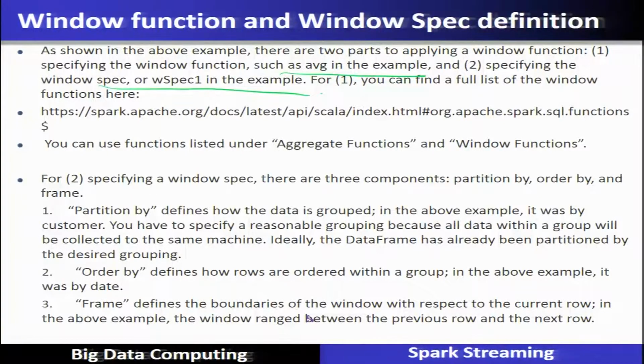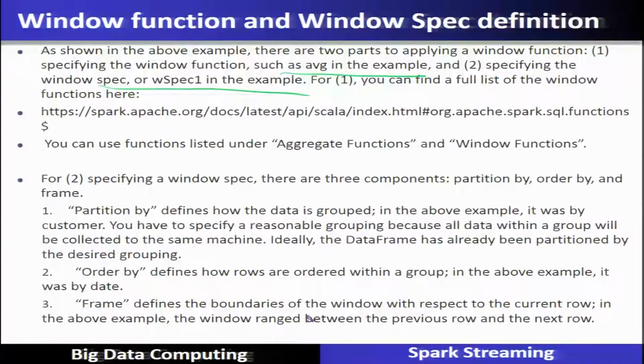So for the average, you can find the full list of window functions available on this Spark streaming functions page, which you can apply. You can also apply the aggregate functions and the window functions together. For the second part, that is specifying the window specs, there are 3 different components: partition by, order by, and frame.